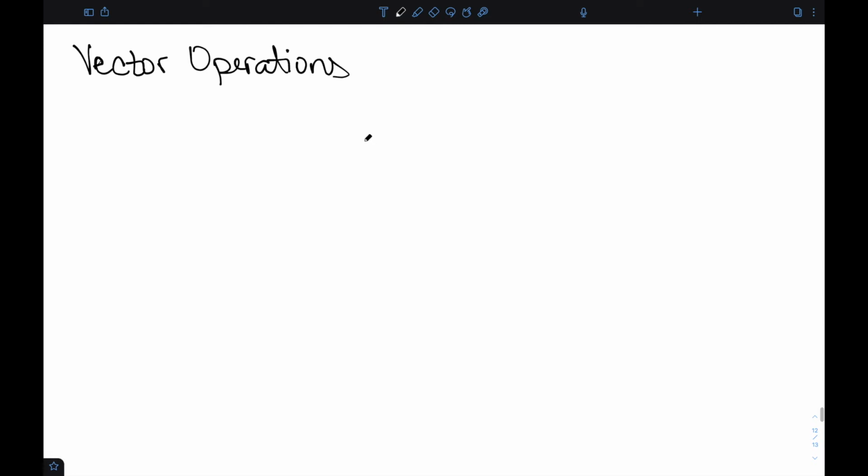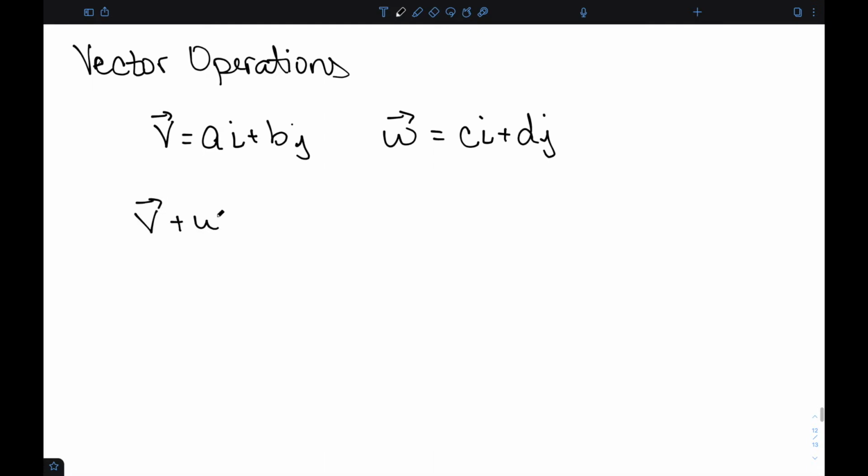Let's look at different vector operations for vectors given to me in this i-j format. Let's suppose I have two vectors, v is equal to ai plus bj, and w is equal to ci plus dj, where a, b, c, and d are real numbers. In this case, v plus w would be (a plus c) times i plus (b plus d) times j. We add the i components and we add the j components.